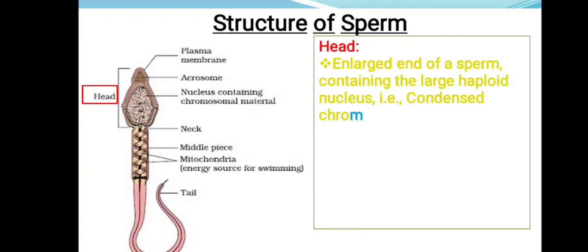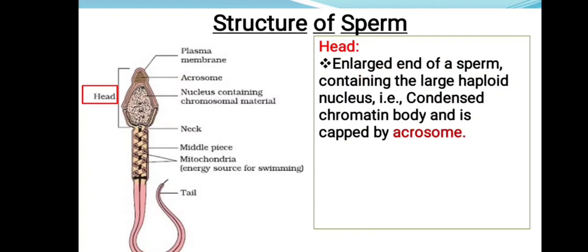If we look at the entire structure of the sperm, the head is the enlarged end of the sperm containing the large haploid nucleus. Of course, gametes are haploid in nature, so the head consists of a condensed chromatin body. This nucleus is capped by the acrosome. You can see the end of this head region is capped by the acrosome.